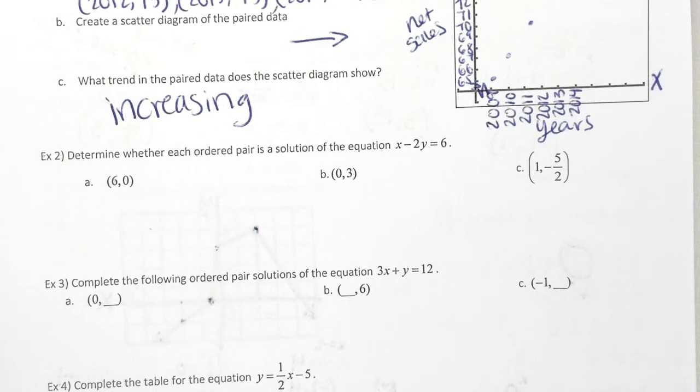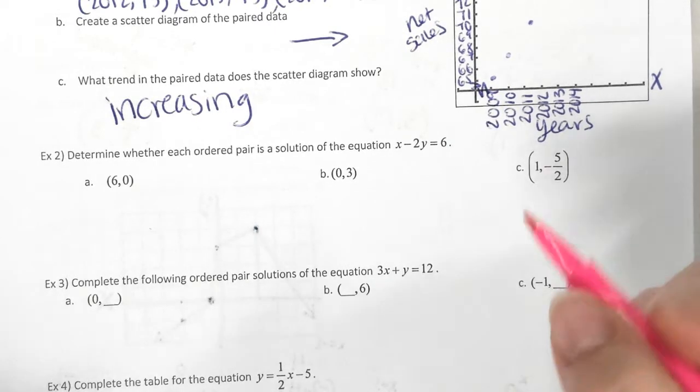Okay, so this one says determine whether each ordered pair is a solution of the equation x minus 2y equals 6. So again, I told you I'm going to show you two different ways. I'm going to show you mathematically, and then I'm going to show you calculator. You have to do math to type this in the calculator, but it's still solving once versus solving 3 times. So the first one I'm going to do mathematically.